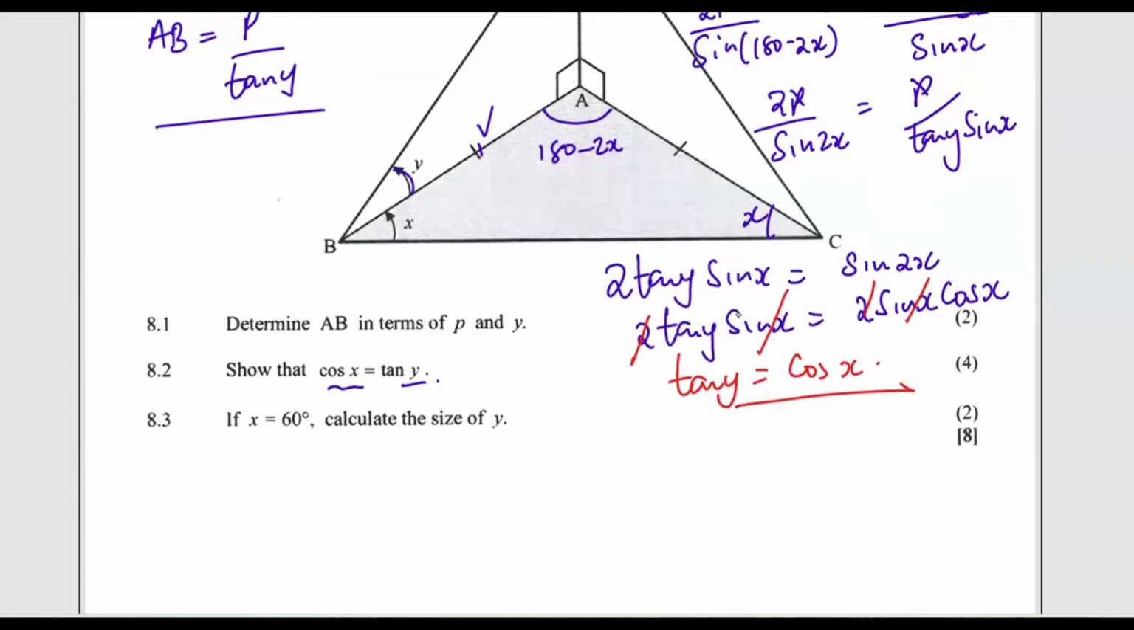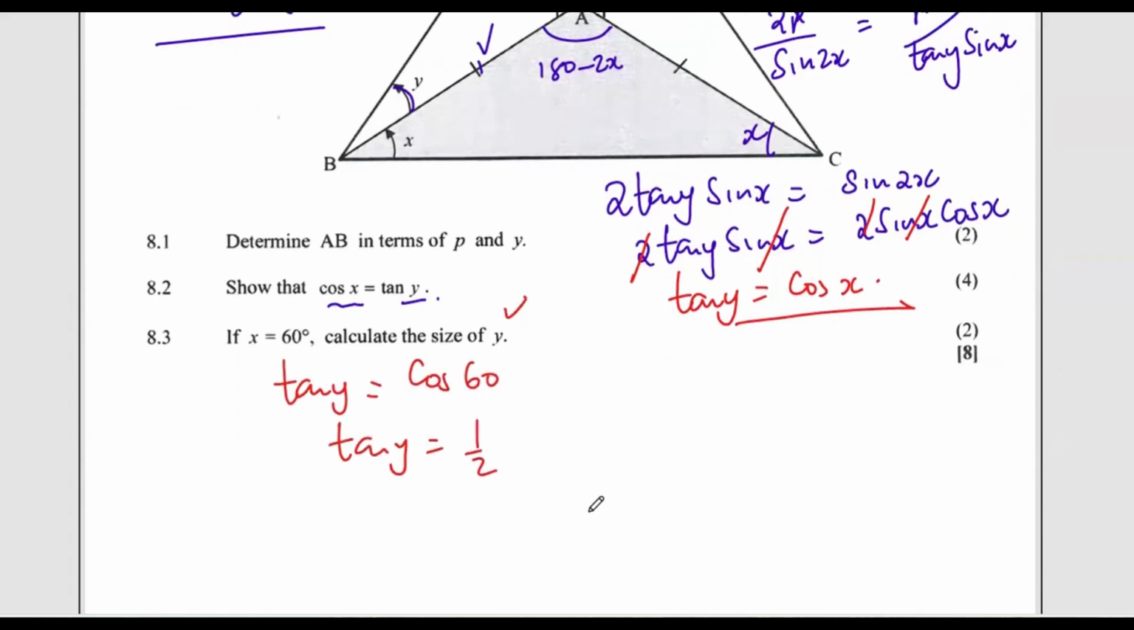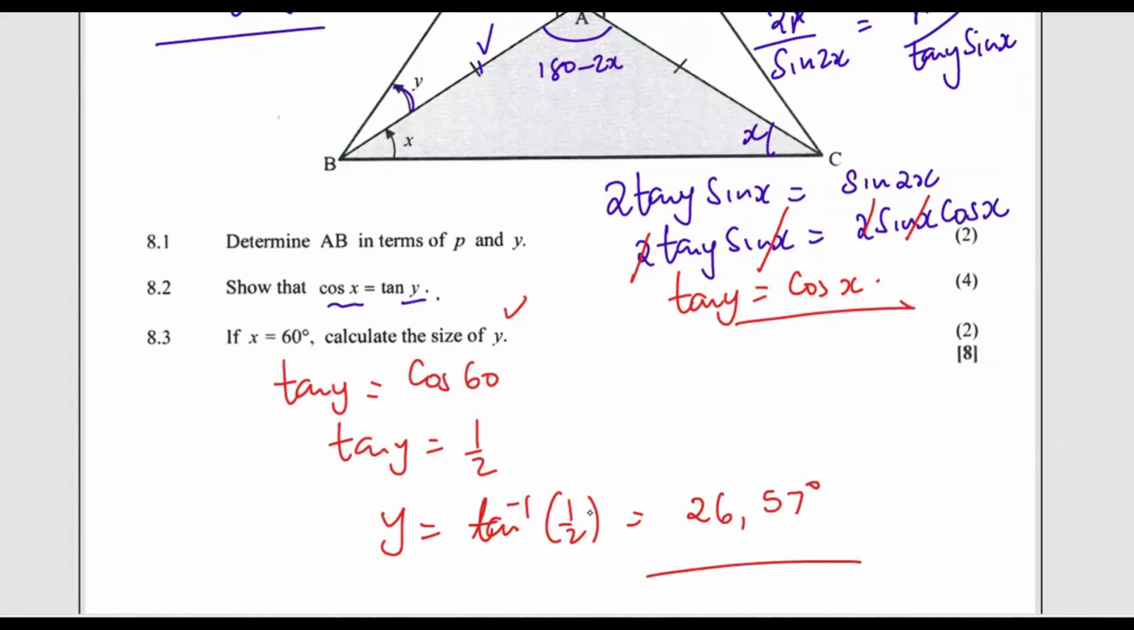Then 8.3, they want us to get the size of y if x is 16. So meaning that the tan of y is equal to the cos of 16. So tan y gives us a half, okay? Then for us to get y, it must be the arctan. Okay, shift tan over half, which is 26, that's going to be 57 degrees. Okay, so that is what I'm getting for 8.3.